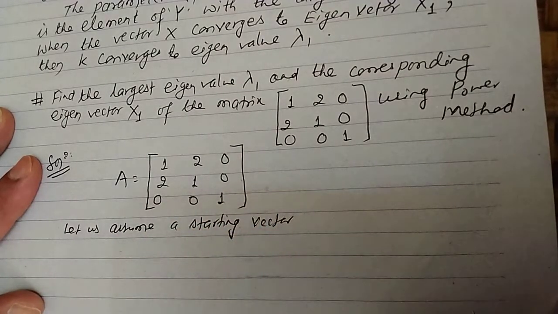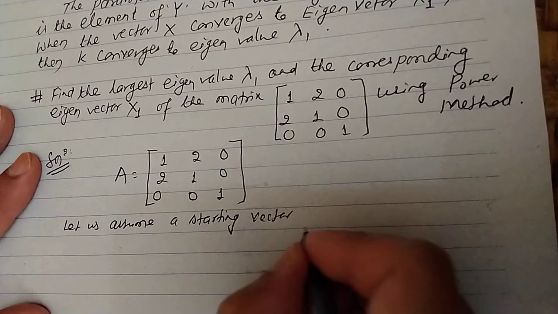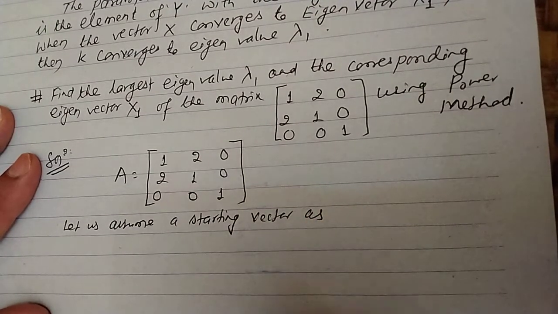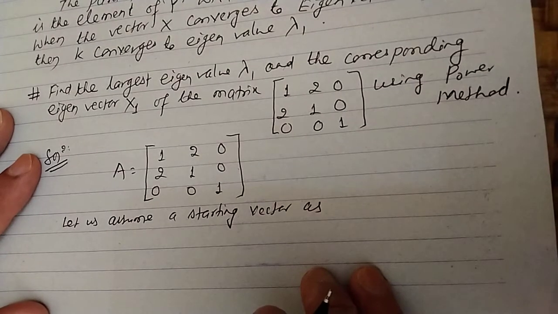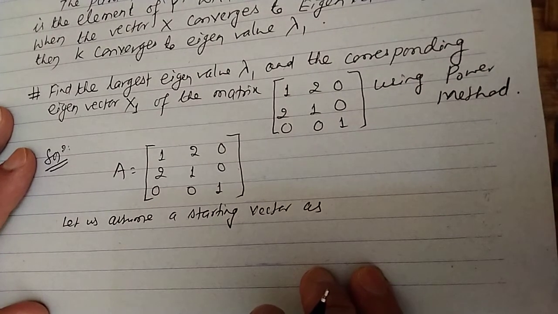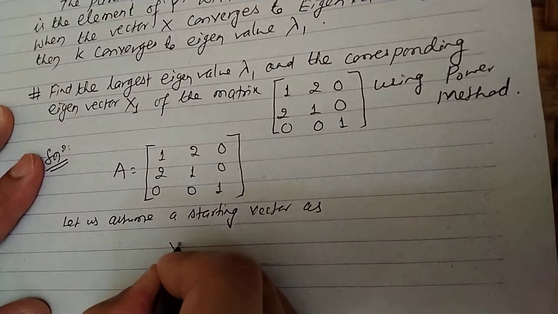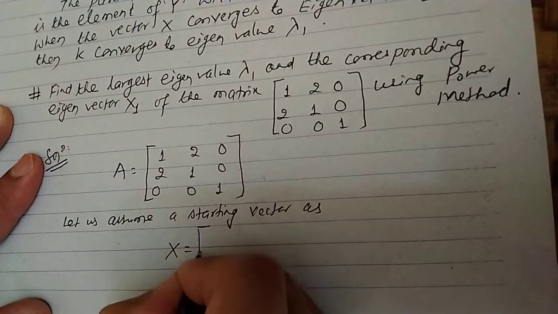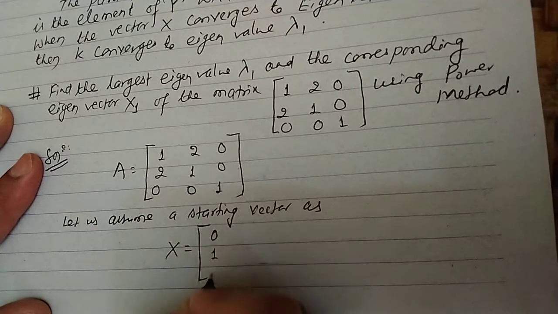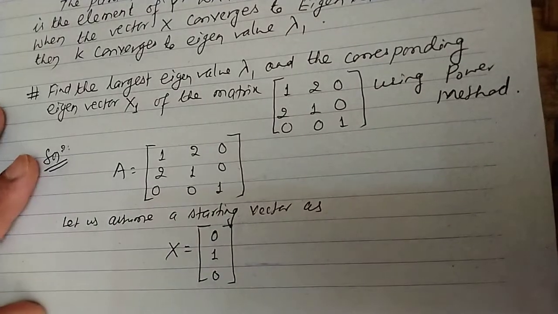Why should we take a starting vector? Ultimately the starting vector will converge to the eigenvector. So you can take a non-zero vector. Any non-zero vector you have to take. So let us take x equals to 0 1 0. This is a non-zero vector, yes.